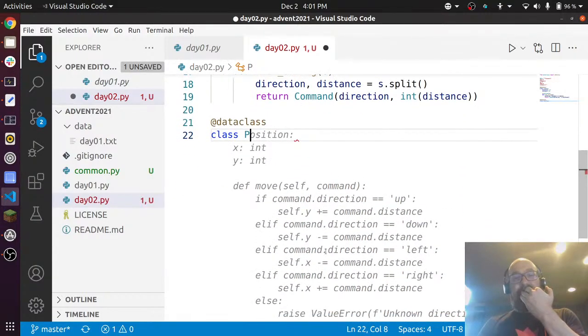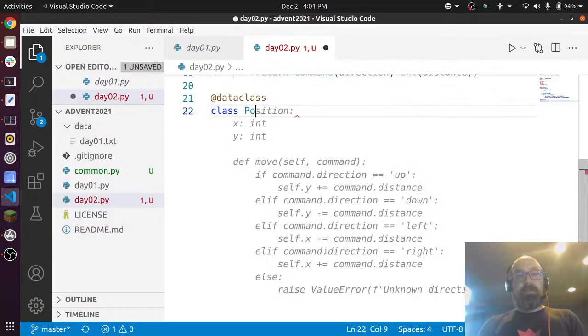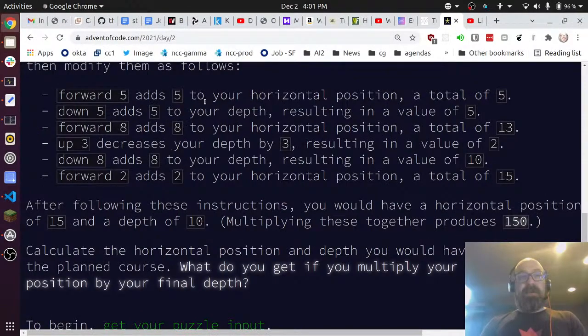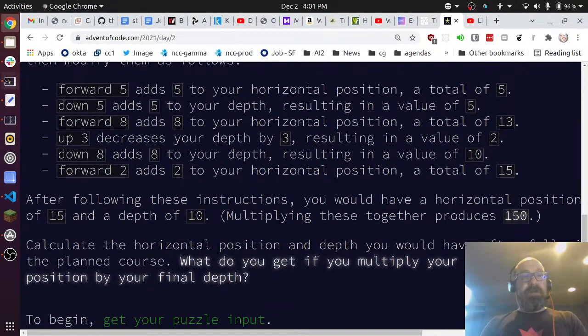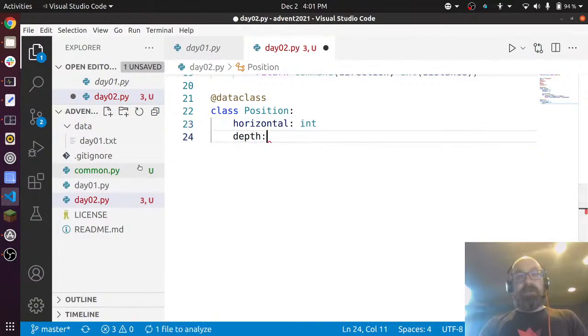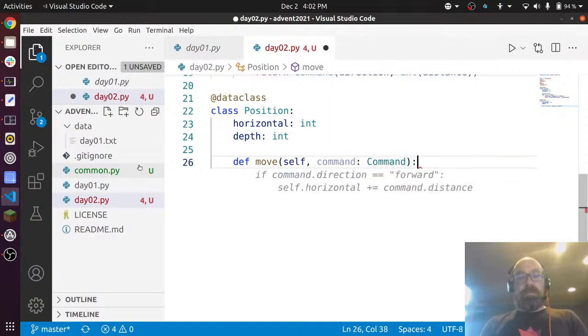Okay. That's okay. Well, that's not right. Interesting. I have a horizontal position and a depth. So what do I want to call those? I will call those horizontal int and depth int. And I'm just going to modify this in place.